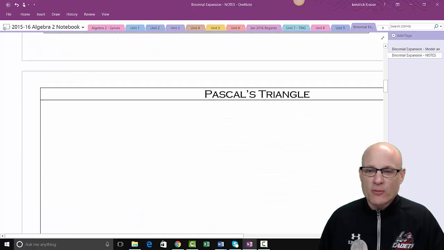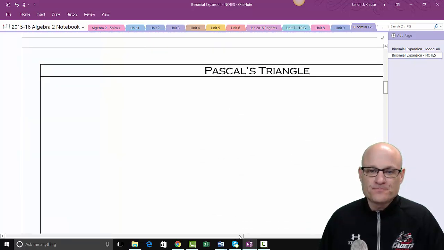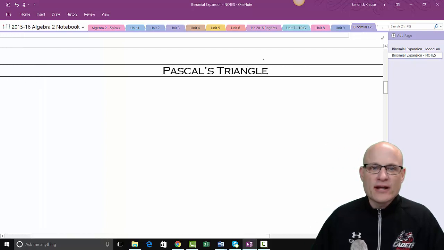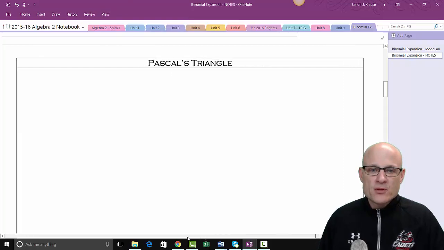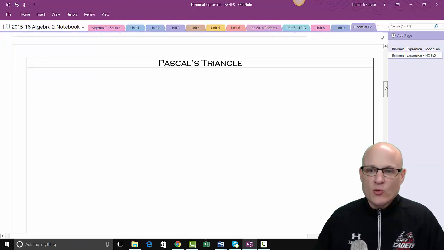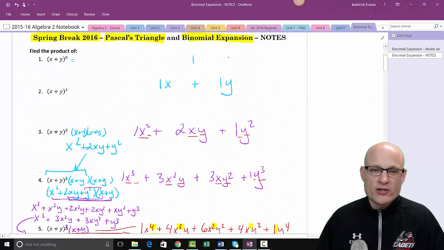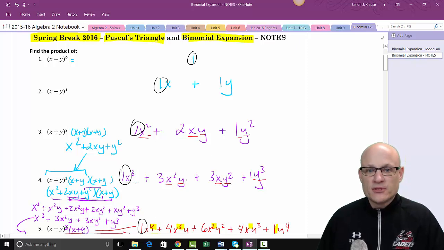We have this thing called Pascal's triangle. Let me try to explain Pascal's triangle. What it does is it works with the coefficients. So what do you notice about this, this, this, this, and this at the beginning and at the end?